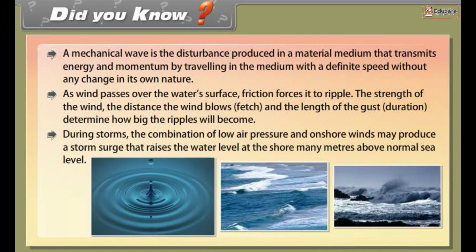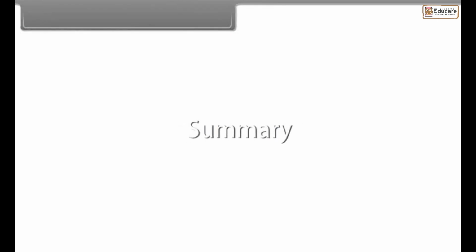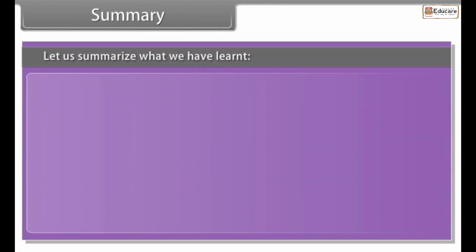During storms, the combination of low air pressure and onshore winds may produce a storm surge that raises the water level at the shore many meters above normal sea level. Summary. Let us summarize what we have learnt.